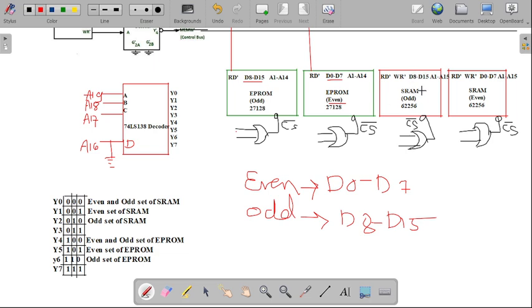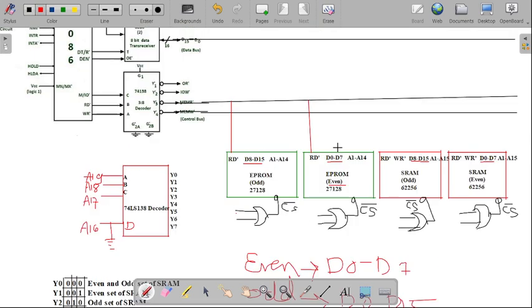For SRAM we follow the same structure. For the odd set we write D8 to D15 and for the even set I write D0 to D7. Now I have to connect this line for the data line, but before that I will go to the SRAM structure for our read and write. So now I have to connect this read and write signal.